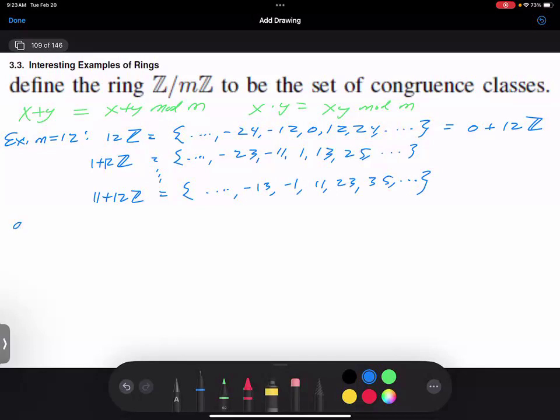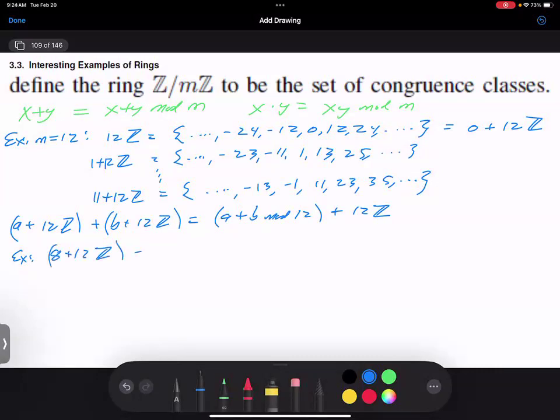And if I took two things, a plus 12Z, and I added to that b plus 12Z, that would be a plus b mod 12 plus 12Z. So for example, 8 plus 12Z is one of my elements. I'll add 7 plus 12Z. What should that be?